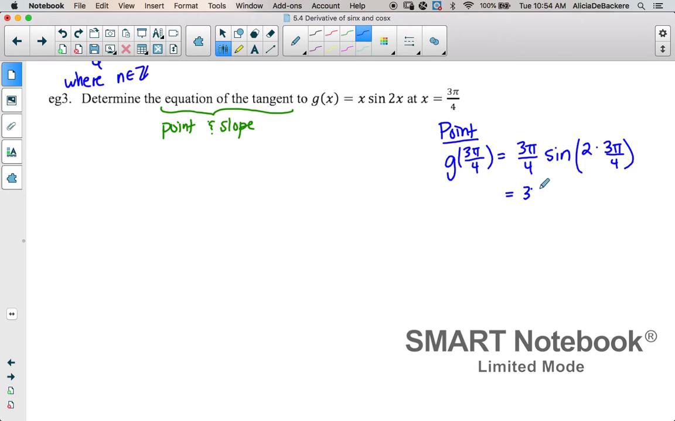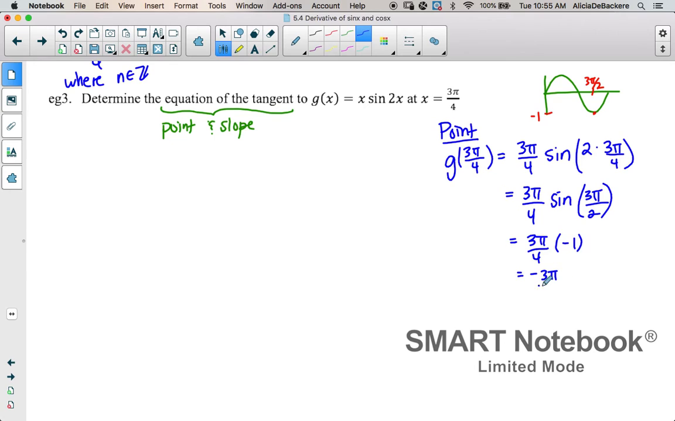And so I get 3 pi by 4 times sine of 3 pi by 2. So remember that on the sine curve, 3 pi by 2 is this point here. And so there's a height of -1. So this second piece here is equal to -1. And so my point is 3 pi by 4 comma -3 pi by 4. So we'll use that later on.